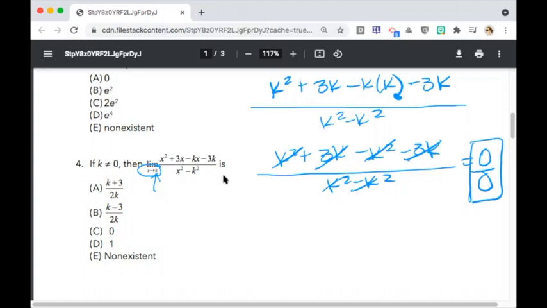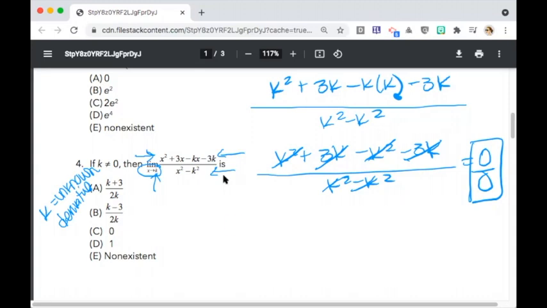So now let's use L'Hopital, and that means do something else, right? We're going to take the derivative of the top and the derivative of the bottom. But don't forget that k is an unknown number, right? As you try to find the derivative, remember it's a number that we don't know. It's some type of constant, right? So let's take the derivative of x squared plus 3x minus kx minus 3k.